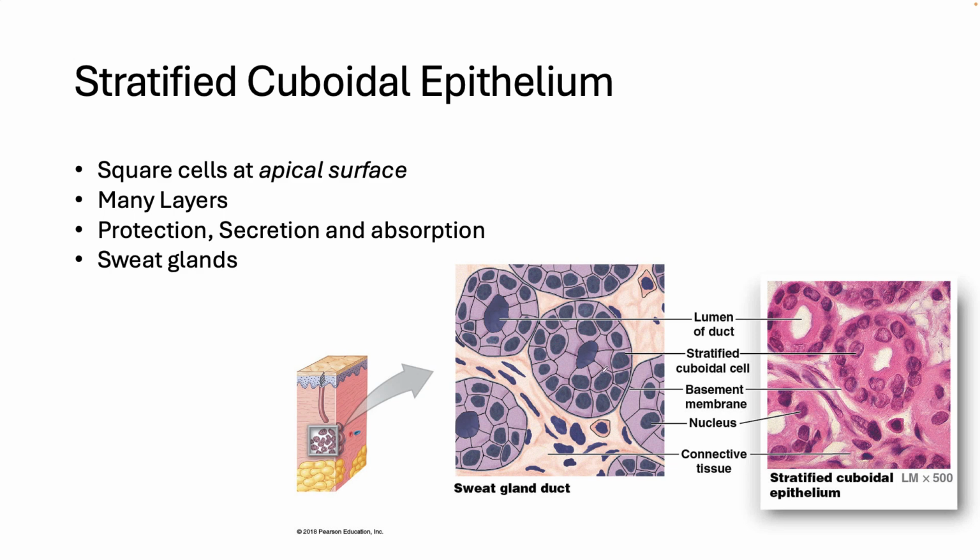And this example right here, these are actually sweat glands. So remember I told you you can have epithelial cells that all group together and their function is to actually produce something, to secrete something. So this would be an example of that, a sweat gland.